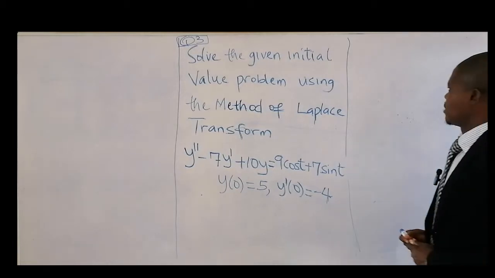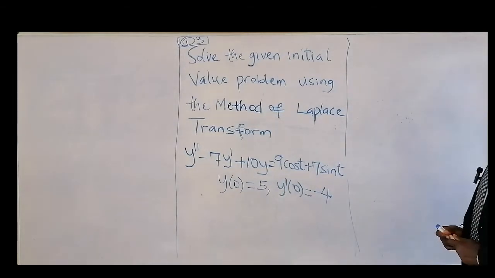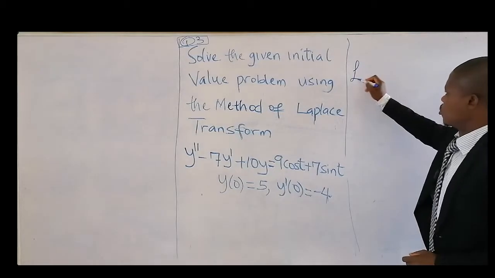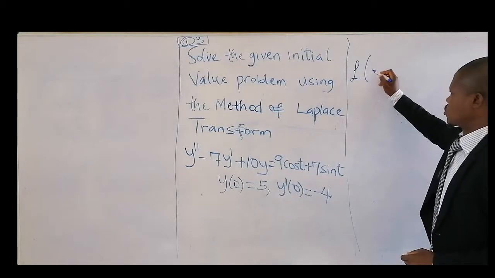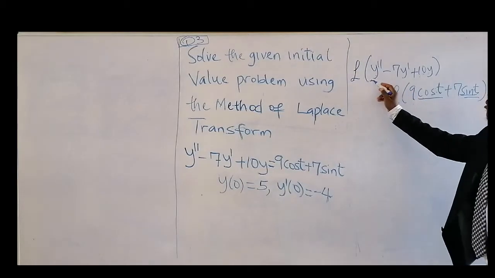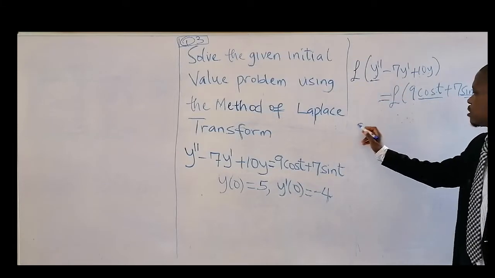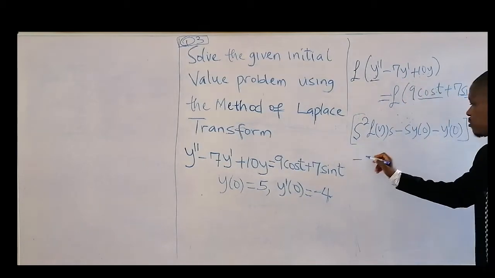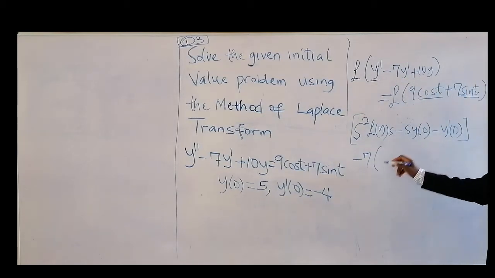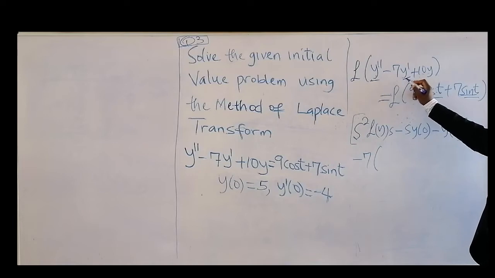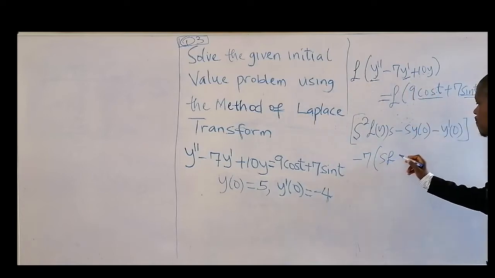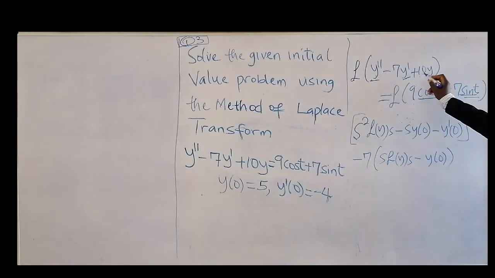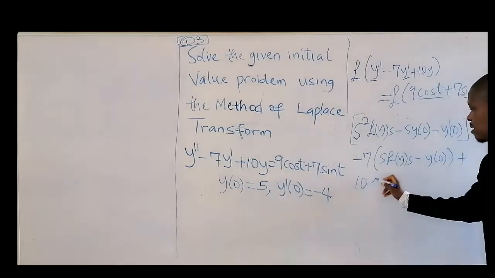Without wasting time, the first thing we do is to take the Laplace of both sides of the equation. Laplace of the second derivative is this. Then minus 7, open bracket, Laplace of the first derivative is this. Then plus this, which is a constant, then plus 10 times Laplace of y.